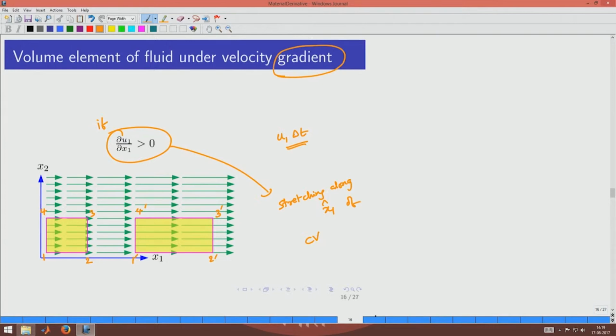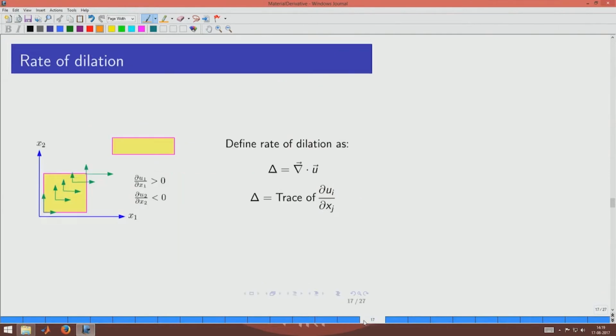It is now trivial to again apply this to any other direction and say that the velocity gradients in respective directions will stretch the control volume in the respective directions. So, here we have seen that if you have a situation like this, where the velocity gradient in the x1 direction is positive and in the x2 direction is negative, then the control volume actually will expand in the x direction. This is expansion and this is a contraction. So, these expansion and contraction can just be called dilation, positive or negative, it does not matter. The size of the control volume is changing.